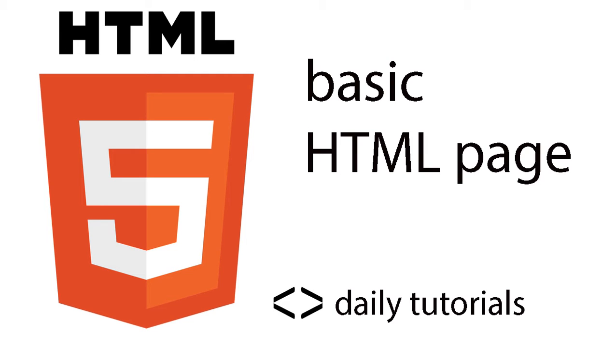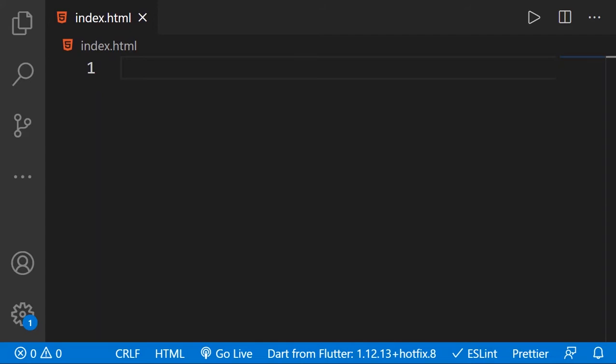Welcome to the tutorials. Today we're gonna see what the basic HTML page consists of. So let's get started. First thing, let's start with an open bracket, an exclamation point, doctype HTML. Now this first line here informs the browser that this is an HTML5 page.